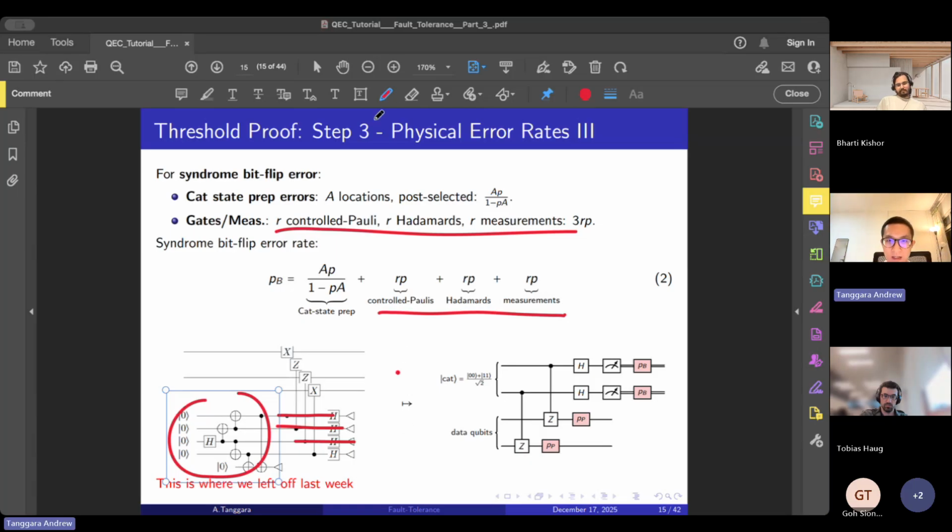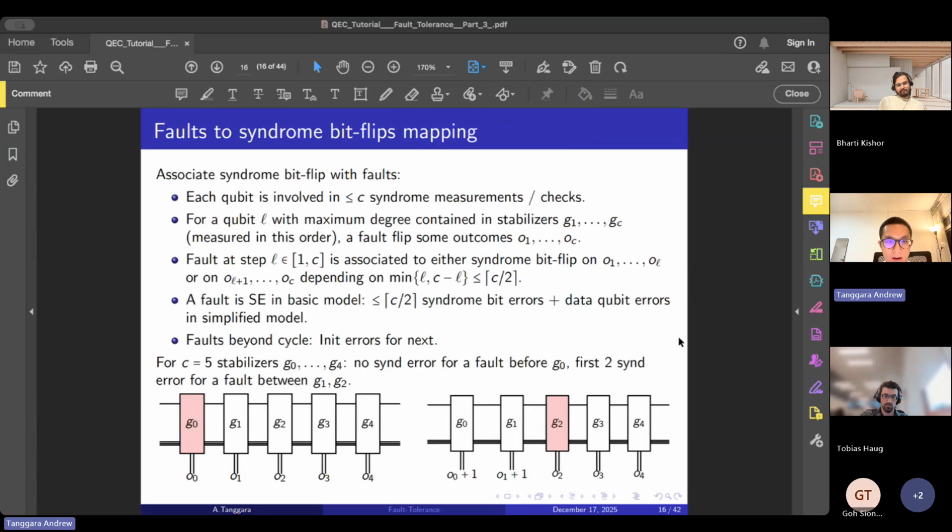So that's what we get. So we now have, because of this QLDPC code, at most C syndrome measurements or checks for every qubit. Now this is kind of a trick for doing the accounting of how many faults or errors we have.